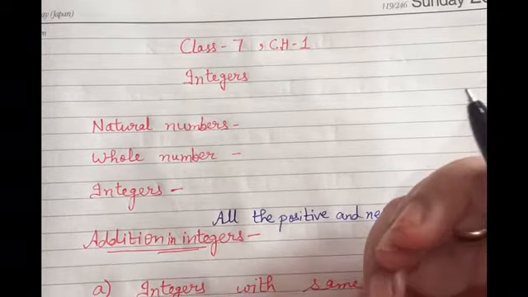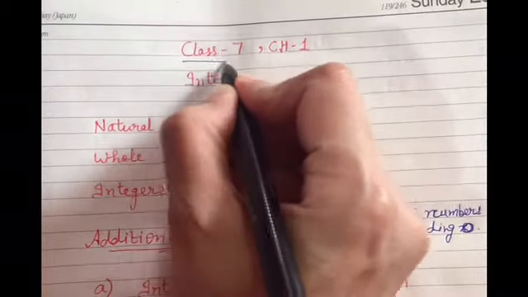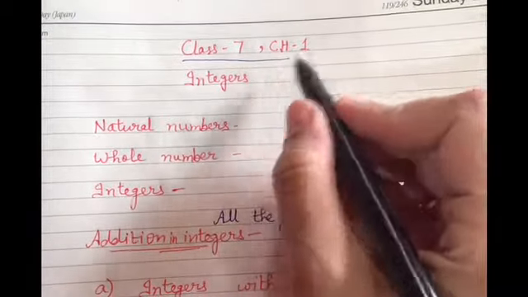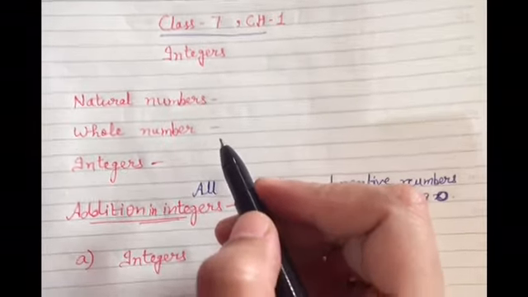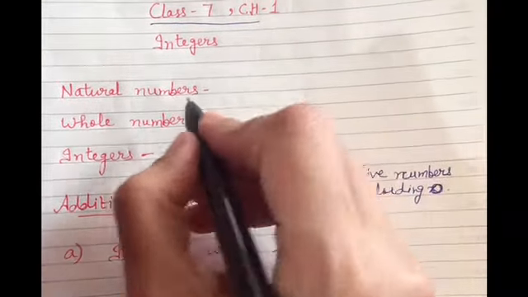Today we are going to start up with the math series for the class 7. This is chapter 1, integers. So firstly we will discuss what exactly are integers. Let us start with the natural numbers.